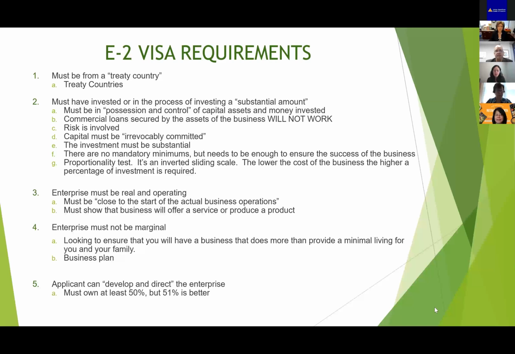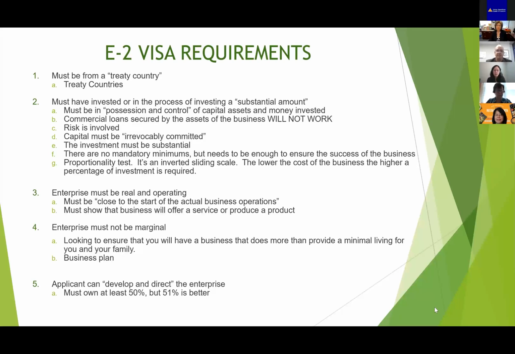Commercial loans: can you use a loan for an E2 visa? Yes, you can, but if the loan is secured by the assets of the business that you intend to build, the answer is no. So you can take out a commercial loan that's backed by some other assets that you have. If you wish to invest that way, that is a possibility.